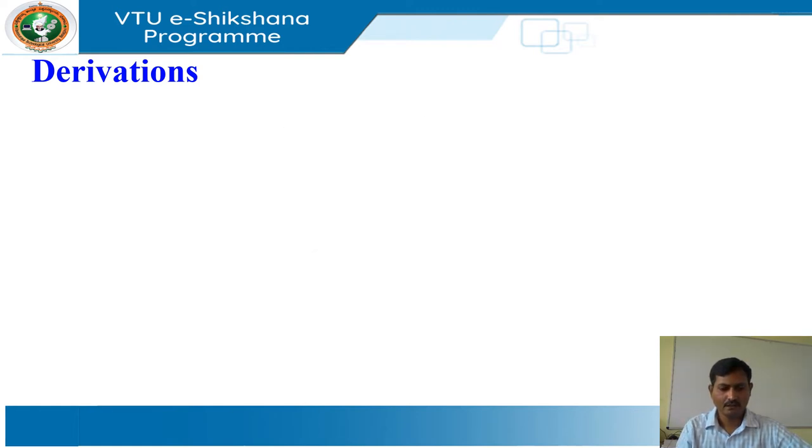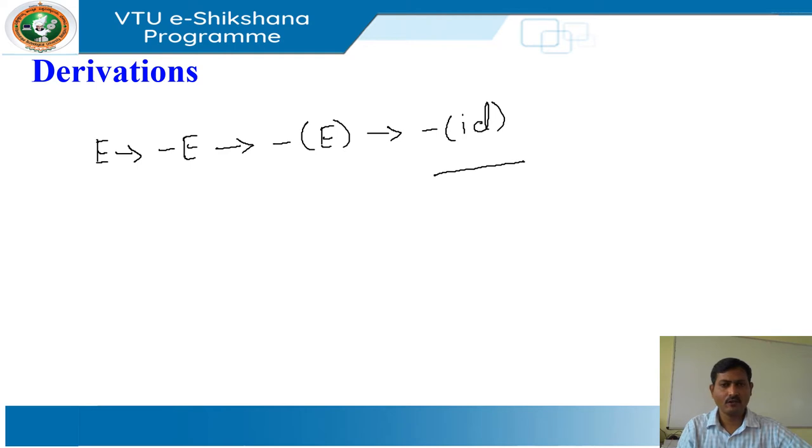For example, consider the derivation E derives minus E derives minus parenthesized E derives minus parenthesized ID. We call such a sequence of replacements a derivation of the minus parenthesized ID from E. This derivation provides a proof that the string minus parenthesized ID is one particular instance of an expression.